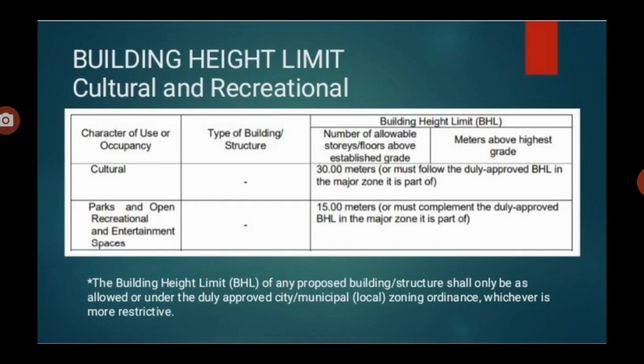These considerations of building height within the area limited by an imaginary line, and the height clearance permit from the Air Transportation Office, should also be followed. In determining the maximum height of a proposed structure, the approval of the city and local zoning ordinance and the duly approved BHL must be followed.